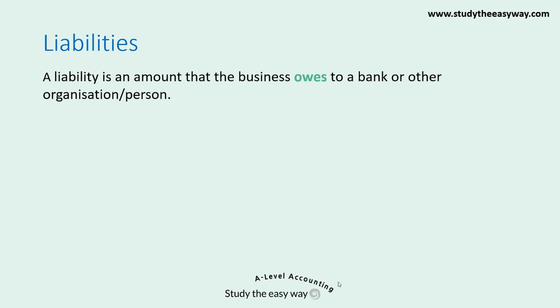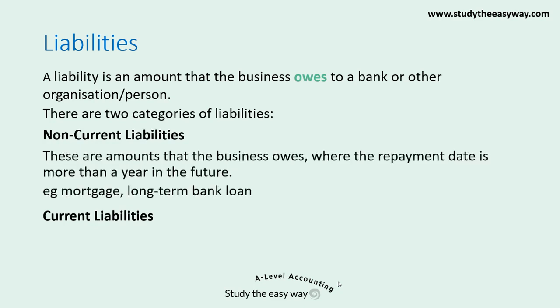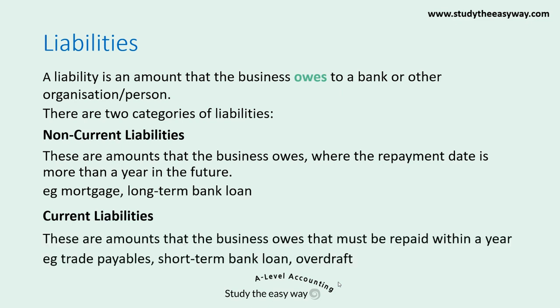Liabilities are amounts that the business owes to a bank or other organisation or person. There are 2 categories of liabilities. Non-current liabilities are amounts that the business owes where the repayment date is more than a year in the future, for example, mortgages and long-term bank loans. Current liabilities are amounts that the business owes that must be repaid within a year, for example, trade payables, which are amounts owed to suppliers, short-term bank loans, and overdrafts.